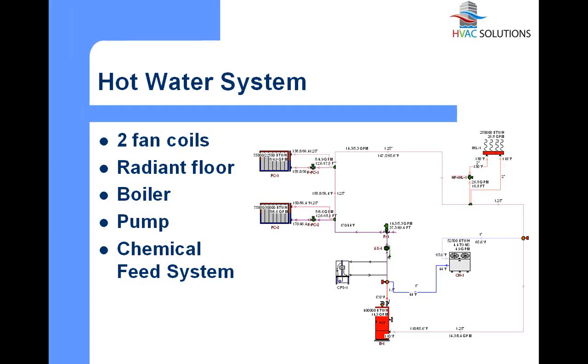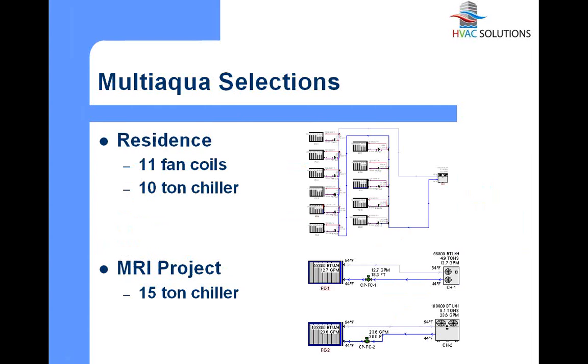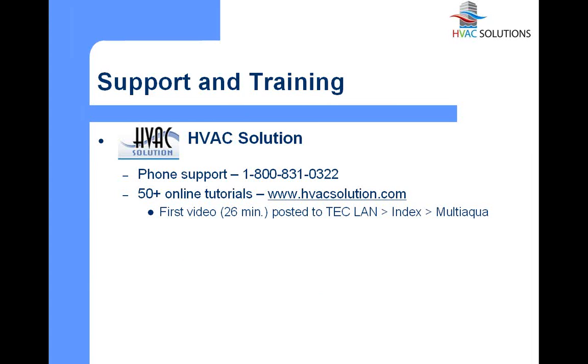Here's an example of a hot water system. In this case, it has 2 fan coils over on the left side of the drawing, a radiant floor over on the right-hand side. There's a boiler, there's a chiller, there's a chemical feed station on there, pumps, expansion tanks, air separators. Here are some examples of some other smaller jobs: a high-rise fan coil job, MRI machines, things like that.